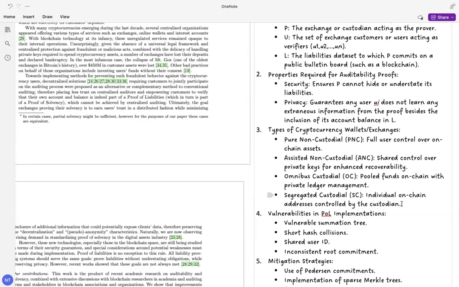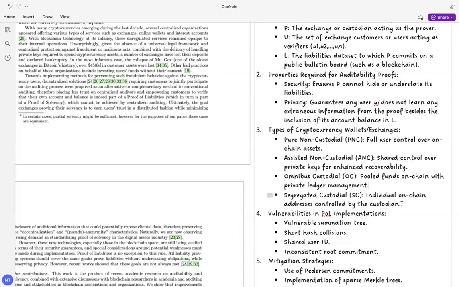For omnibus custodial, I think it becomes very difficult to prove solvency because the funds of the users are in some pool on chain, and the users cannot track their funds on chain because it's in a pool. And the ledger of what amount of coins the custodian owes to the user is stored in some private ledger. So what could be a possible solution to efficiently prove solvency for omnibus custodial exchanges?